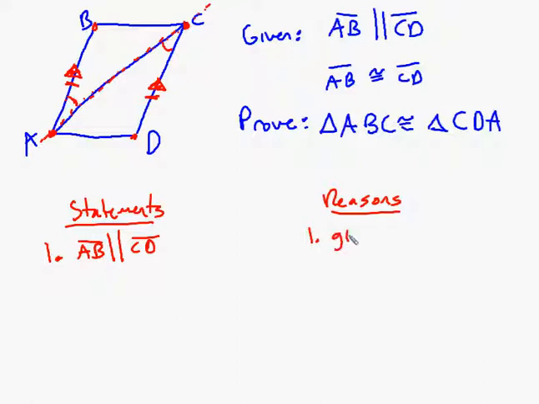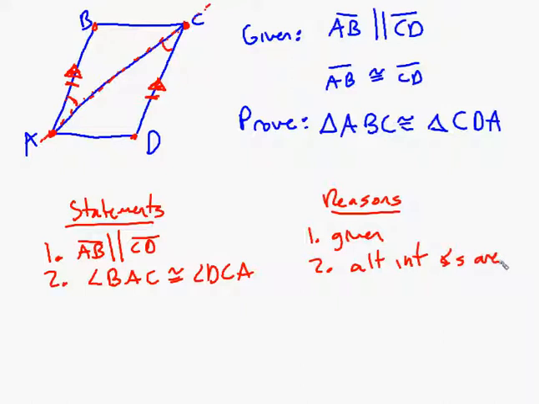That's given. And from that, I'm going to reason that angle BAC is congruent to angle DCA because, what was the reason? Because alternate interior angles are congruent. Alright, so I have alternate interior angles. Then I also have segment AB is congruent to segment CD because of given. So I have a side, I have an angle.